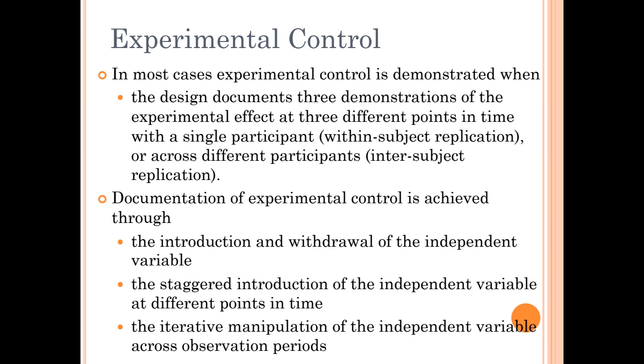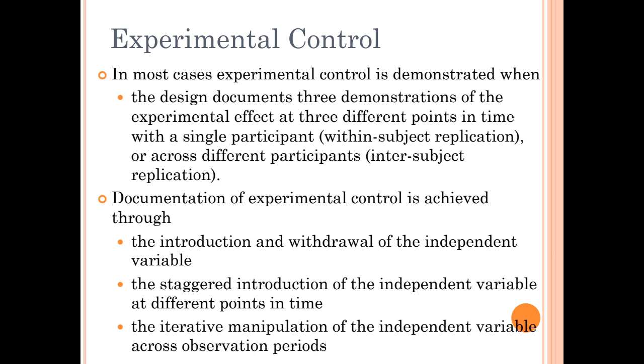And these designs are so important because they can demonstrate experimental control. And experimental control is typically documented 3 times, either at 3 different points in time within a single participant, which we would call within subject replication, or across different participants, and that is called intersubject replication. And then there are different ways of documenting that this experimental control is achieved.